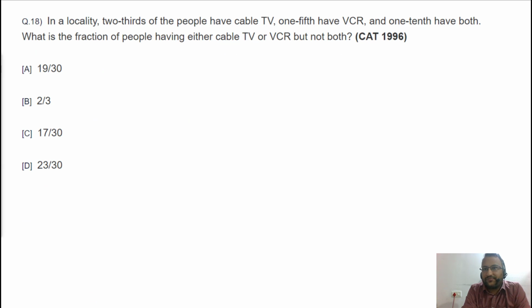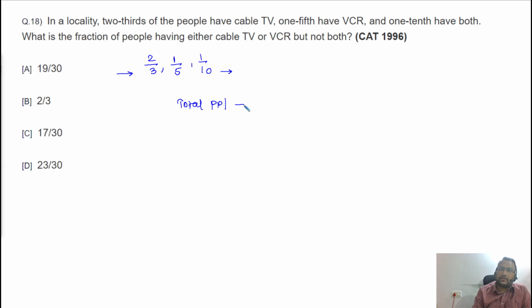The next question is from CAT 1996. In a locality, 2/3 of the people have cable TV, 1/5 have VCR, and 1/10 have both. So over here the fractions used are 2 divided by 3, 1 divided by 5, and 1 divided by 10. So the LCM of 3, 5 and 10 is equal to 30. So let's assume the total number of people is equal to 30 into x, that is 30x. Out of these 30x, how many people have cable TV?